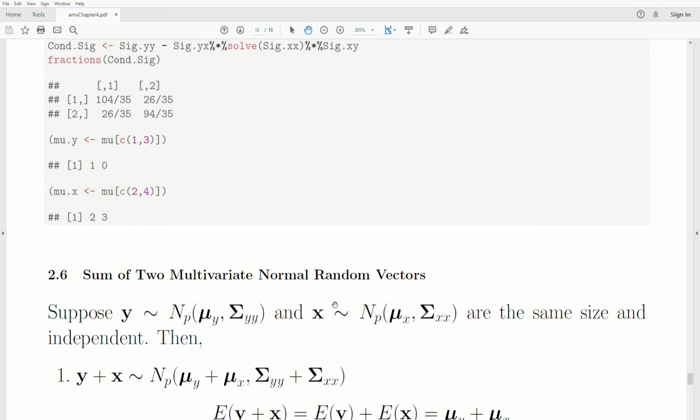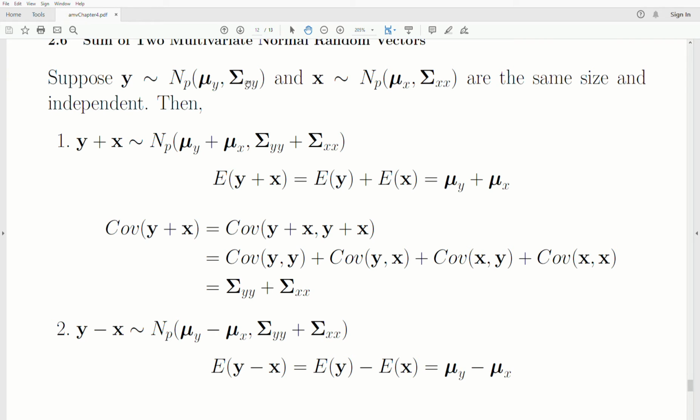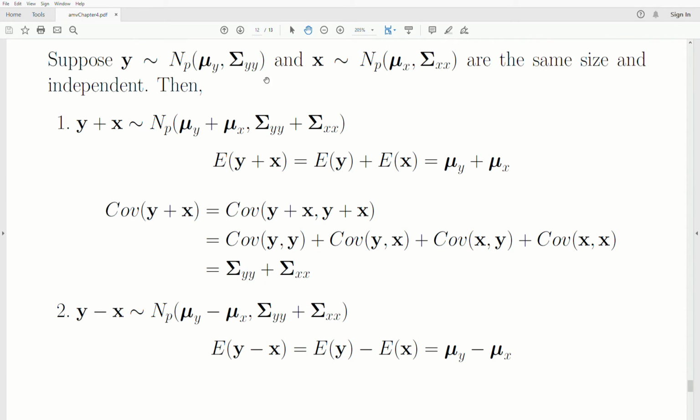Okay. So let's, next section is the sum of two multivariate normal random vectors. So let's say we have a random vector y that's distributed as normal, mean mu and variance covariance sigma, and we have a random vector x that has the same number of components, so it's p, with some mean and some variance covariance matrices. They're the same size and they're independent, and that's kind of critical here. I think in later sections we may look at where they're not independent, but here they are.